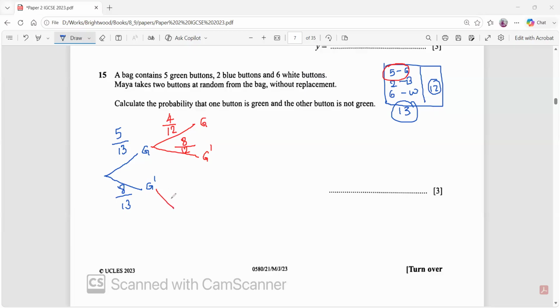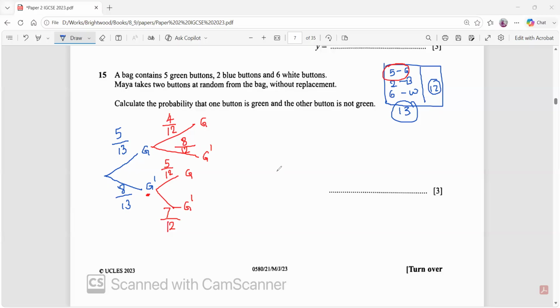If I did not take the green the first time, what is the probability? If I did not take the green the first time, I took the blue or white. The second time it can also be green. How many greens are there? All 5 remain, because the first time I took a non-green one. Now I did not take the green one the first time. There were 8 non-green, now I took one non-green, so 7 remain. Altogether 12. Clear?